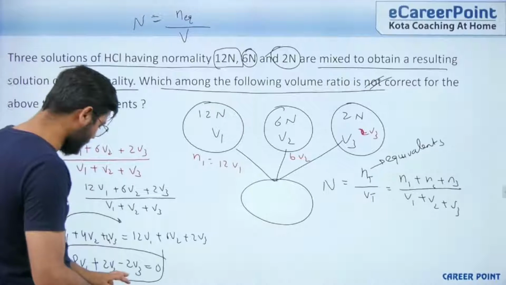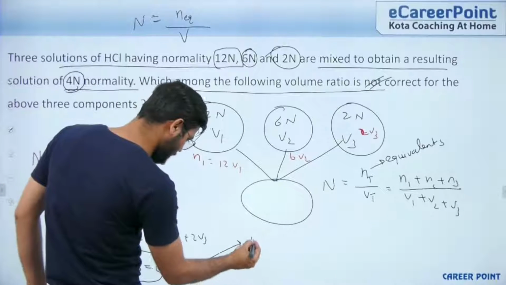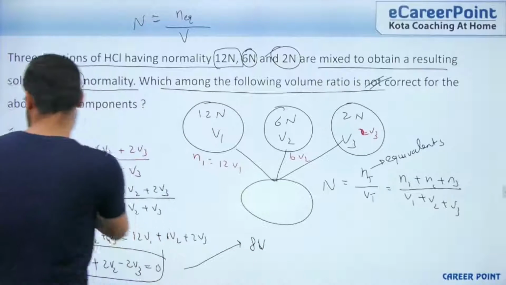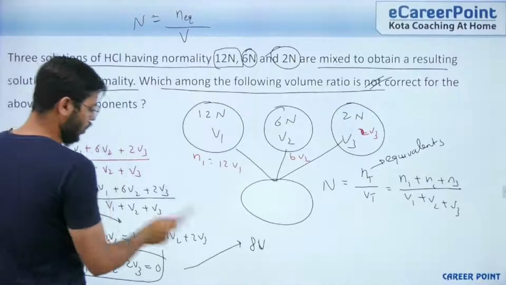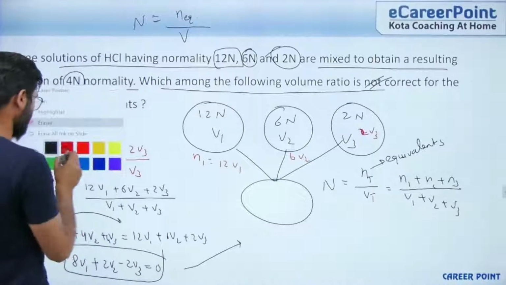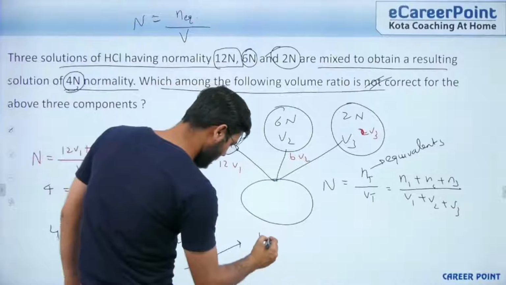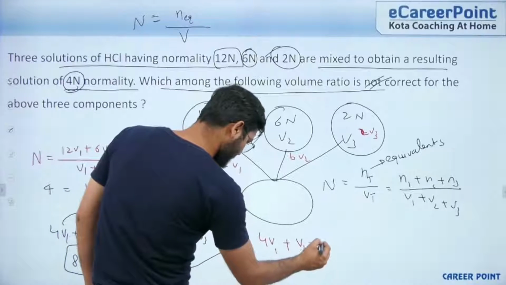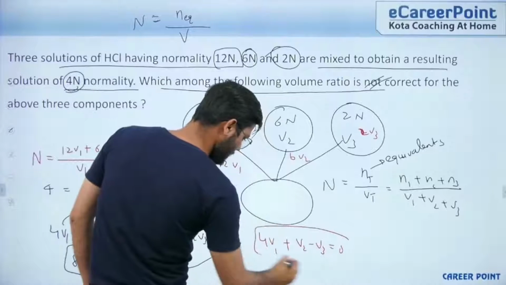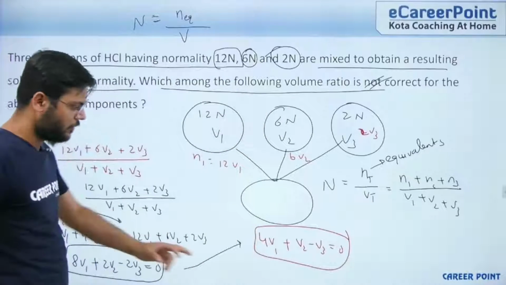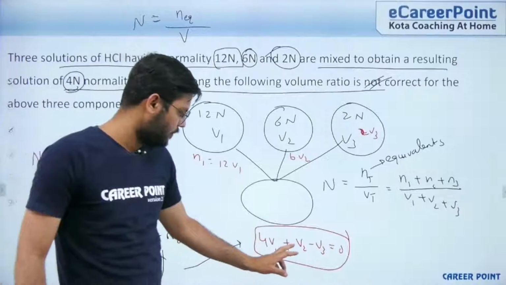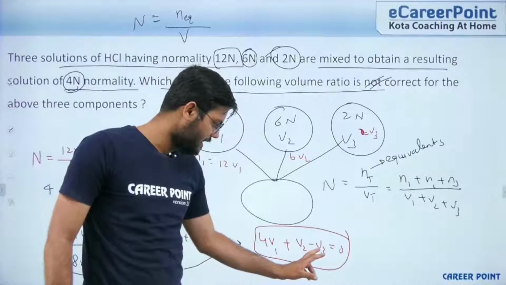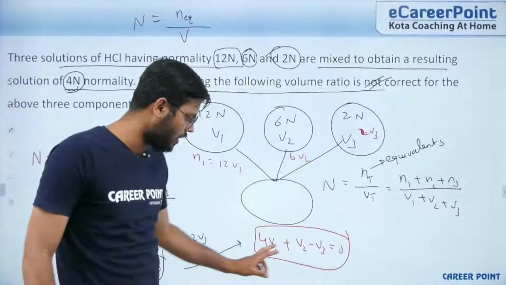Now you can take the 2 common. So it will be 4V1 plus V2 minus V3. So what will be the ratio? V1 is 4 times, V2 is a single time and V3 is 1, so the overall sum is 0.